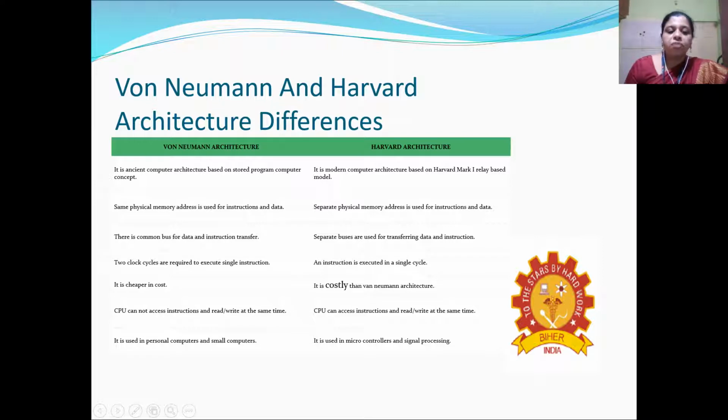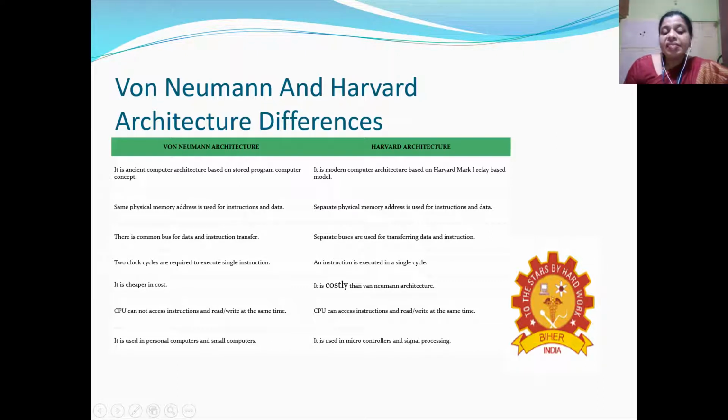Von Neumann is an older computer architecture based on the stored program computer concept, whereas Harvard architecture is a modern computer architecture based on the Harvard Mark relay based model. In von Neumann, we use the same memory for accessing both instructions and data, but in Harvard we have separate memory for instructions and data. As the same memory is used, a common bus is allotted for data and instruction transfer in von Neumann architecture, whereas we have separate buses for transferring data and instructions in Harvard architecture.